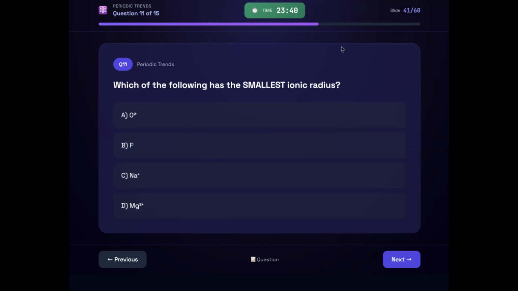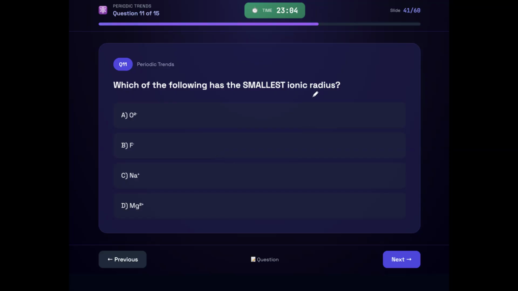Which of the following has the smallest ionic radius? O2-, F-, Na+, or Mg2+? There is something very nice about all these elements: they all have 10 electrons. O2- means it has added 2 electrons to 8, so it becomes 10. Fluorine minus is 9, adds 1 electron, becomes 10. Sodium plus is 11, loses 1, becomes 10. Magnesium has 10 electrons because 12 has lost 2 electrons.